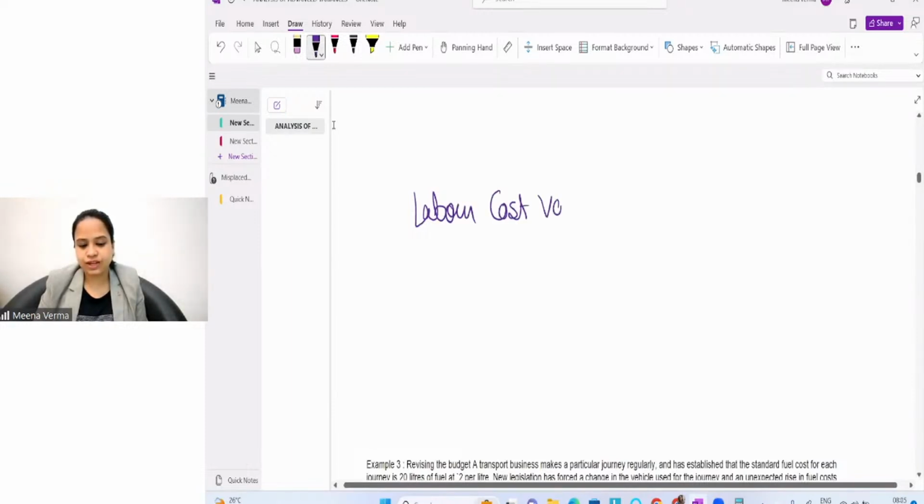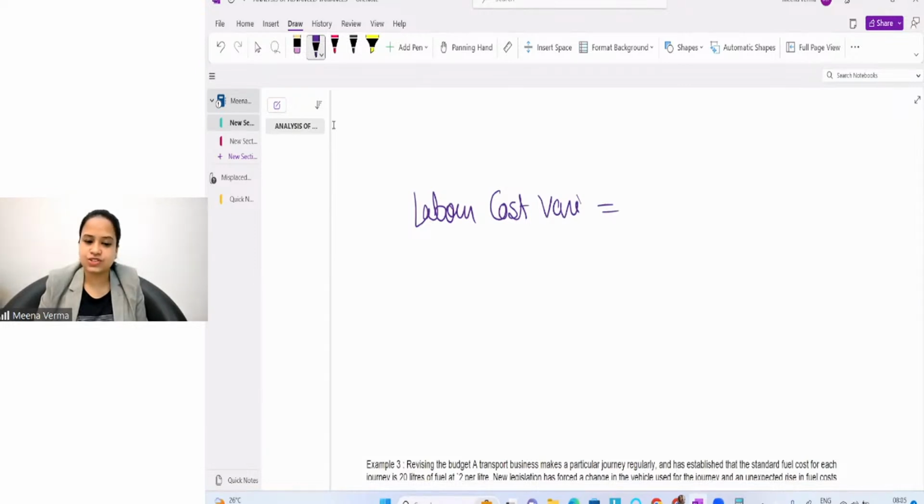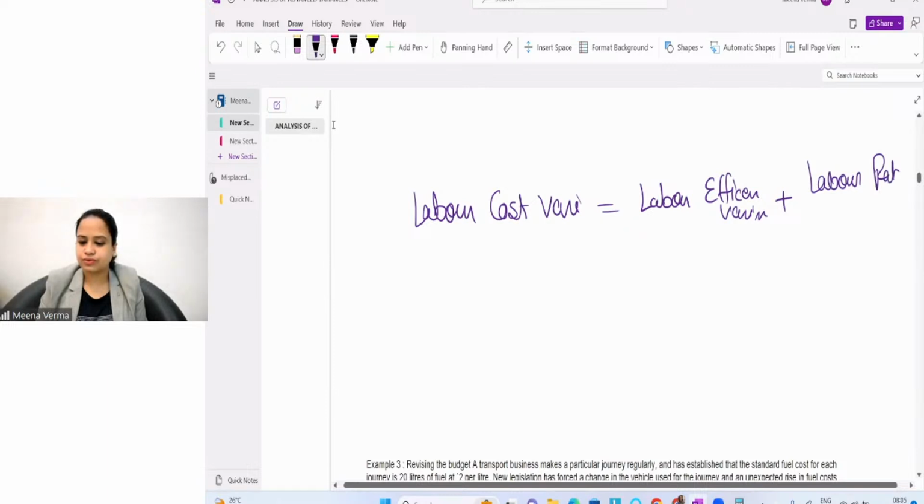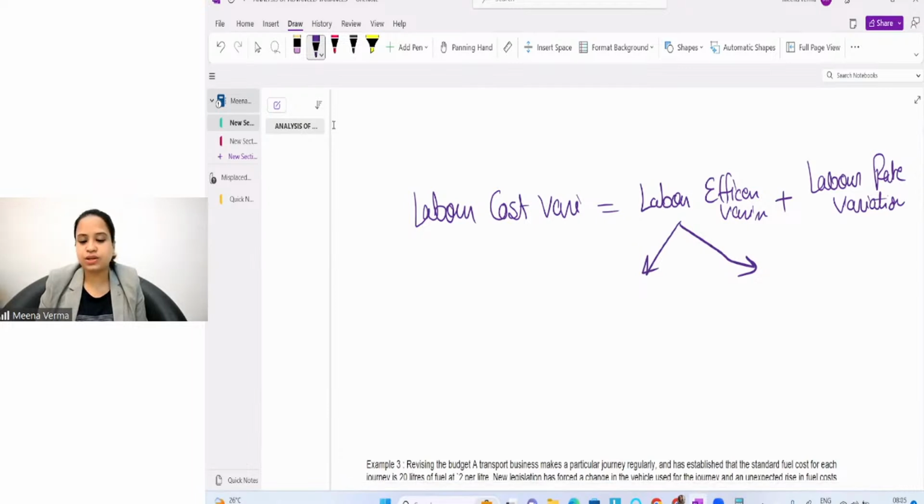cost variation, in case of labor cost variation, we study about the labor efficiency variation, right? And we study about the labor rate variation. Right? And in case of labor efficiency variation, we study about two things. Here we study about the labor mix variations and yield variation.